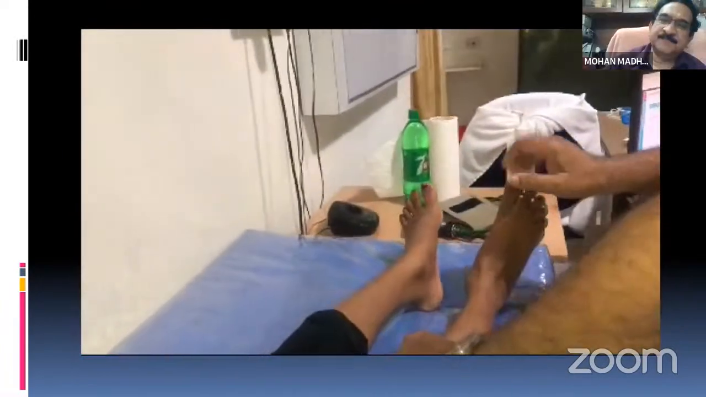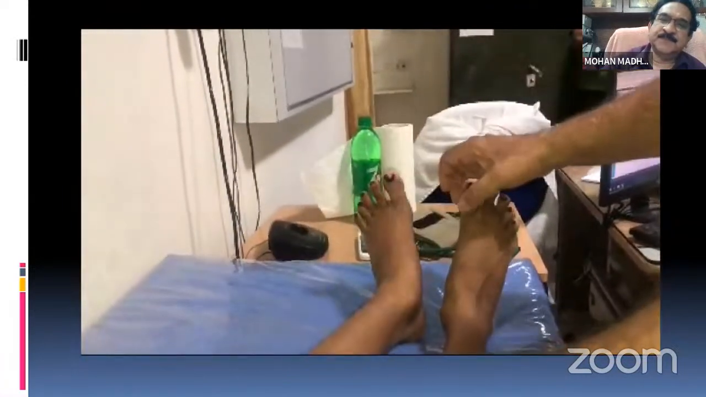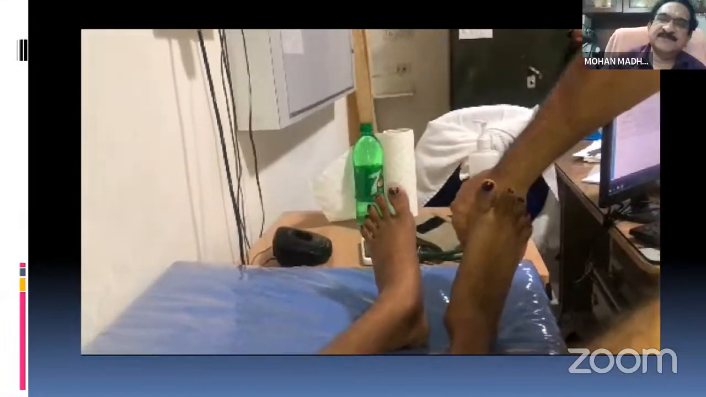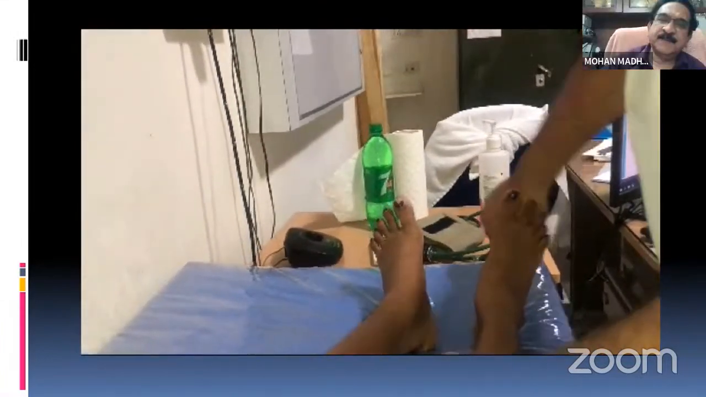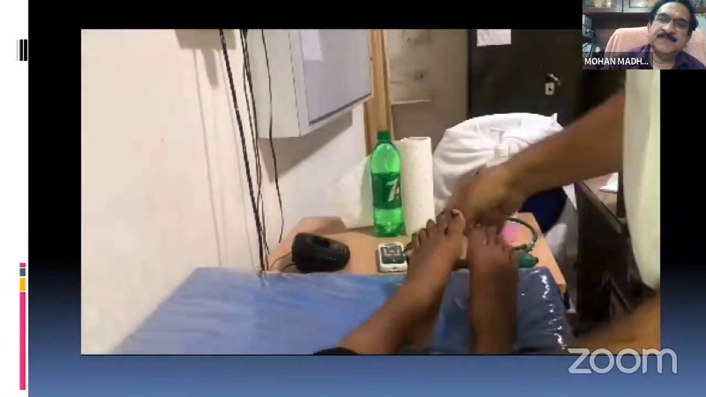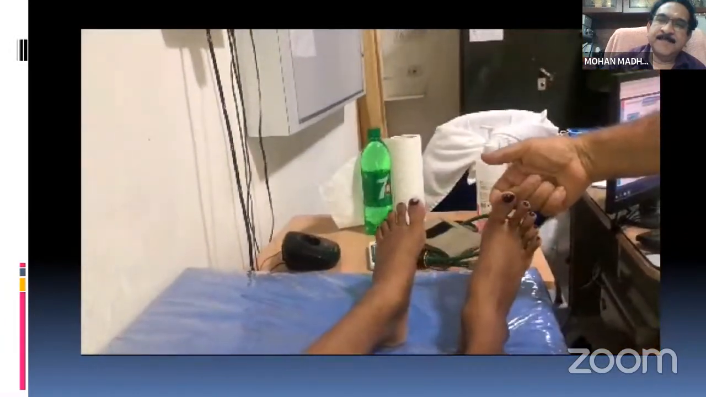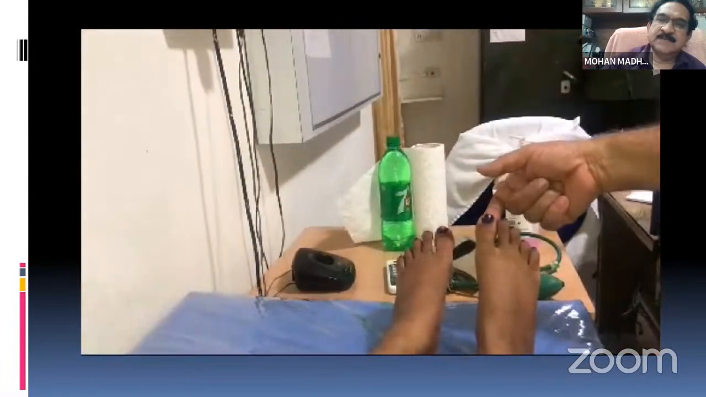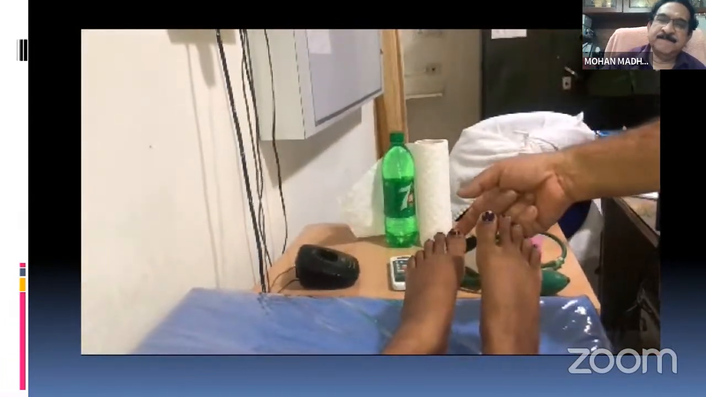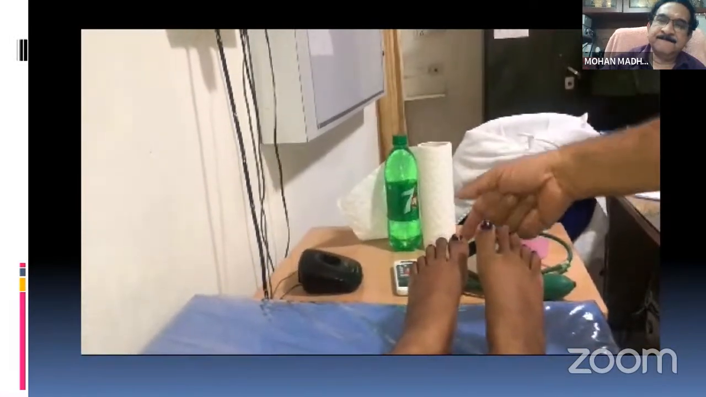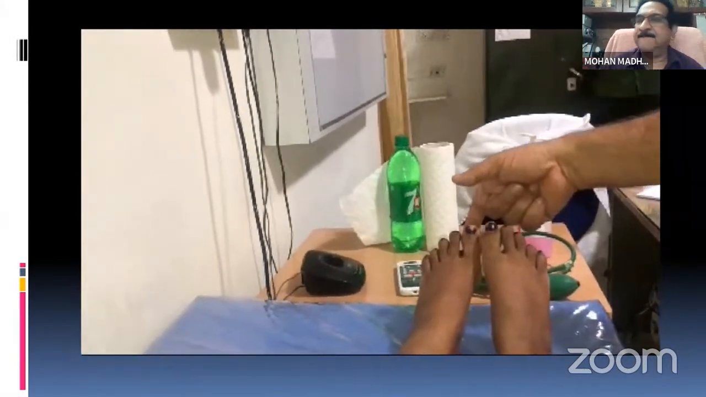Relax. Then try. Power 3 plus, 2, 4. Hand reflexes were good. Power 4-5. Flexor hallucis longus is mildly weak. Bend it, hold it. Cannot hold it.